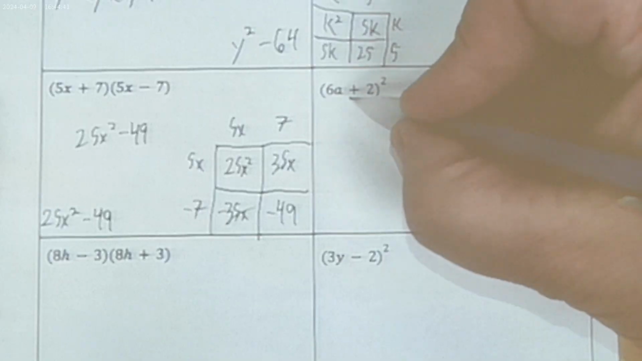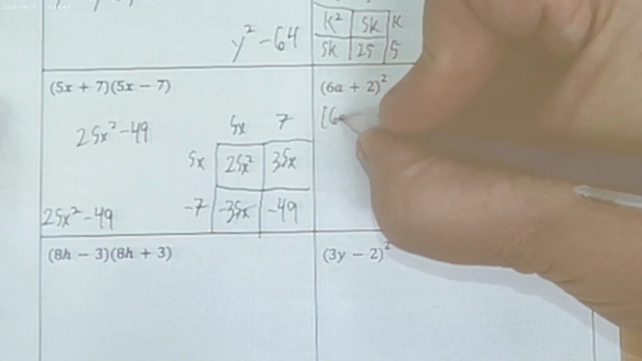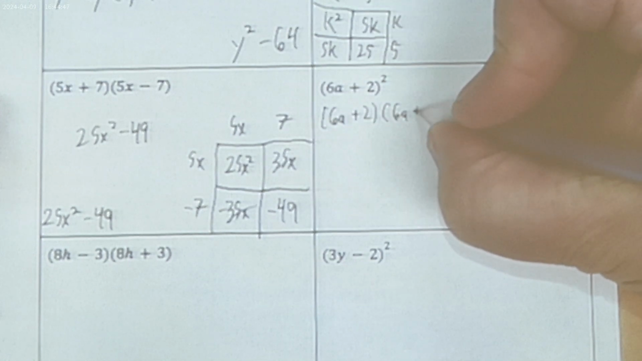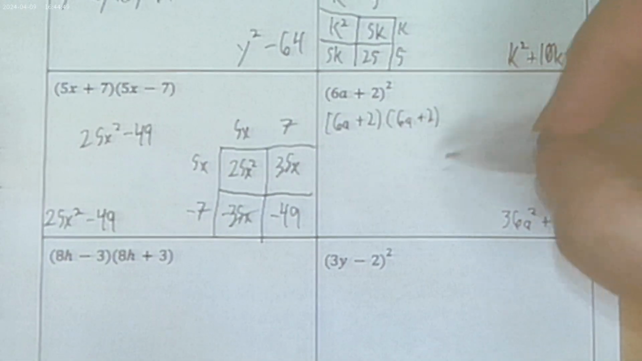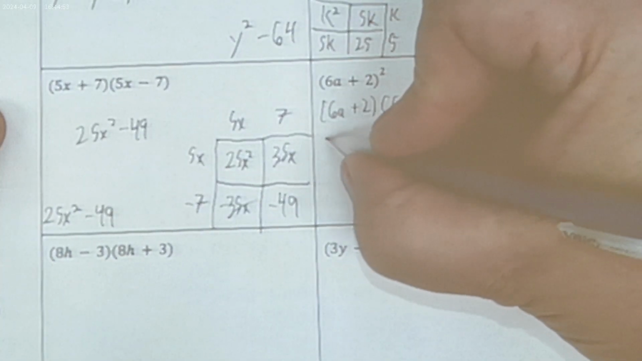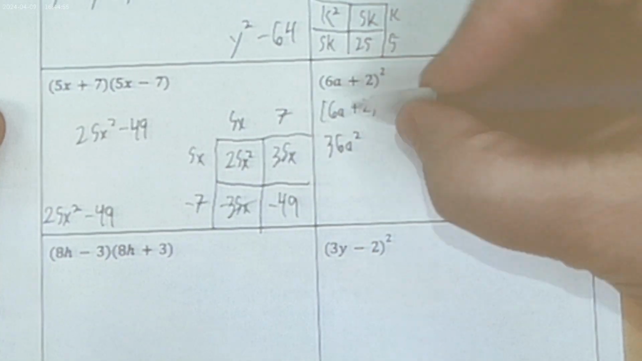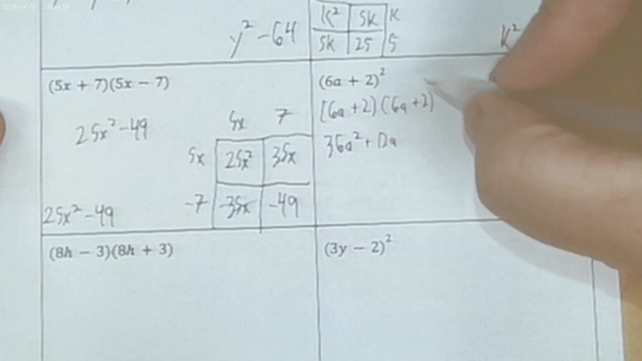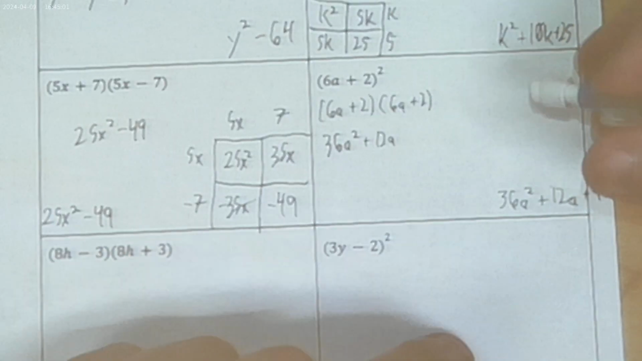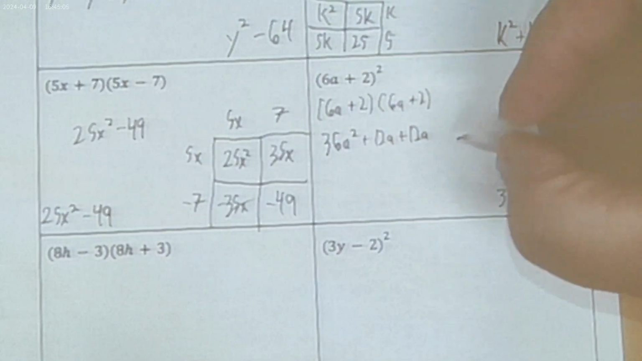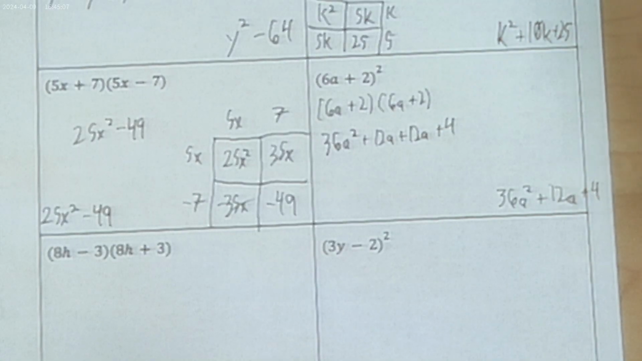I kind of need it written out this way to be able to do the FOIL method. So 6a and 6a is 36a squared. 6a and 2 is 12a. That's right. Anyway, it's 12a plus 12a and then plus 4.